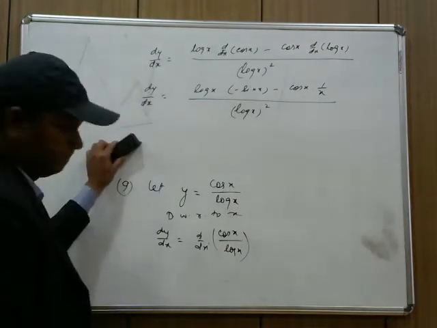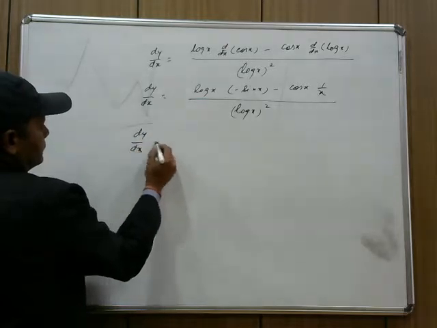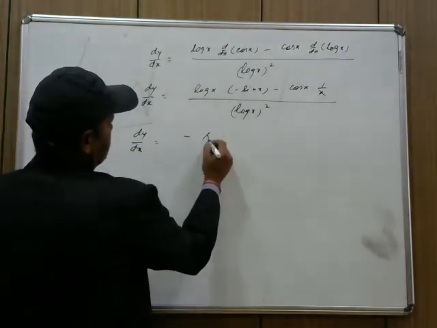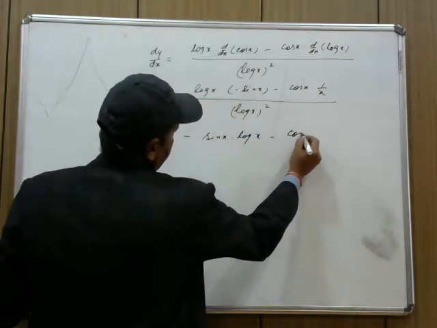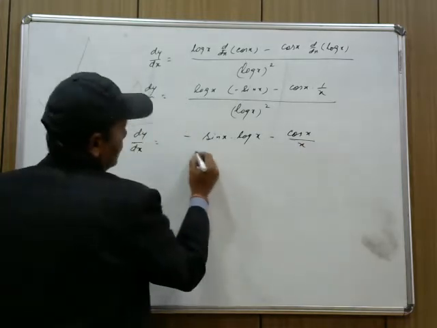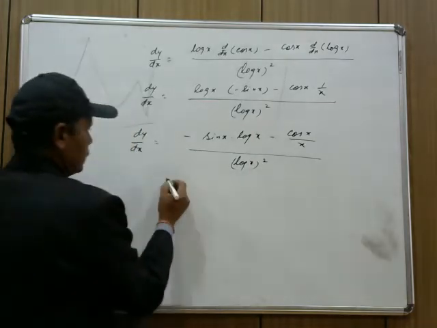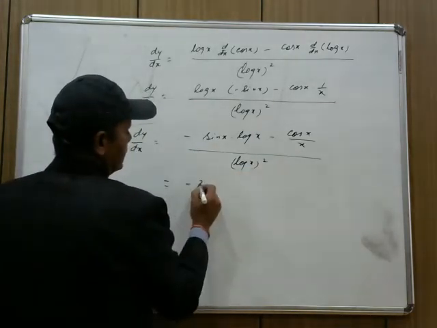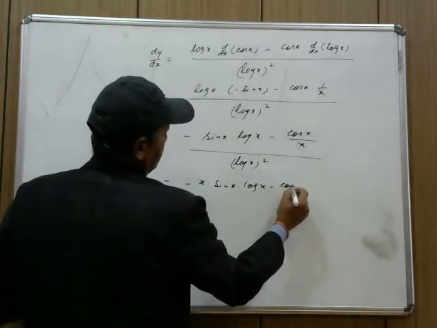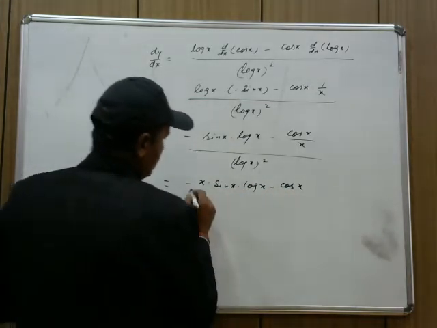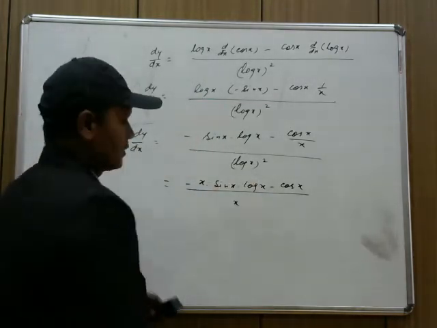Remember this part now? Now dy by dx is equal to minus sin x into log x minus cos x by x, whole divided by log x whole square, which I can write as minus x into sin x into log x minus cos x, whole divided by x, and divided by log x whole square.